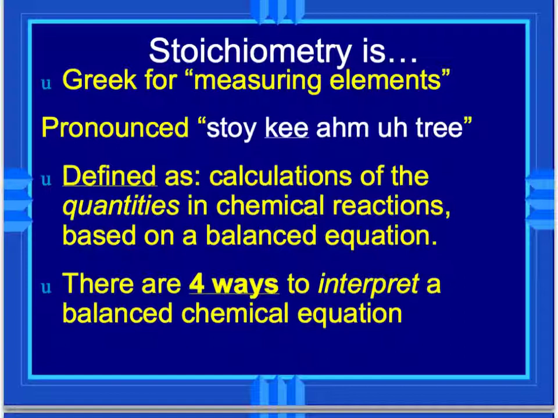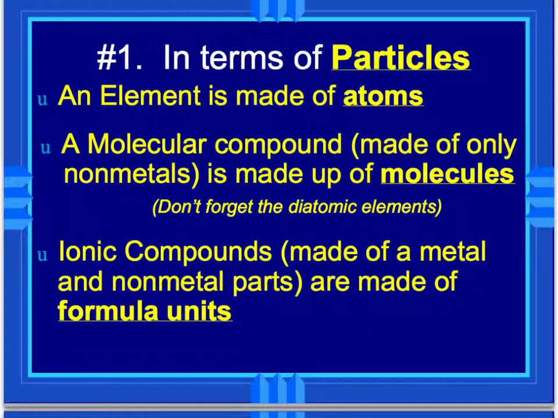Now here's where we start to get to the meat. There are 4 ways to interpret a balanced chemical equation, so please make sure you're taking notes on each one of these different types. First, and the one that you're probably most familiar with, is we can talk about a chemical equation in terms of particles. An element is made of atoms, we know that. A molecular compound is made up of only nonmetals and is made up of molecules. An ionic compound is made up of metals and nonmetals, and they're made of formula units. We also know this already, hopefully.